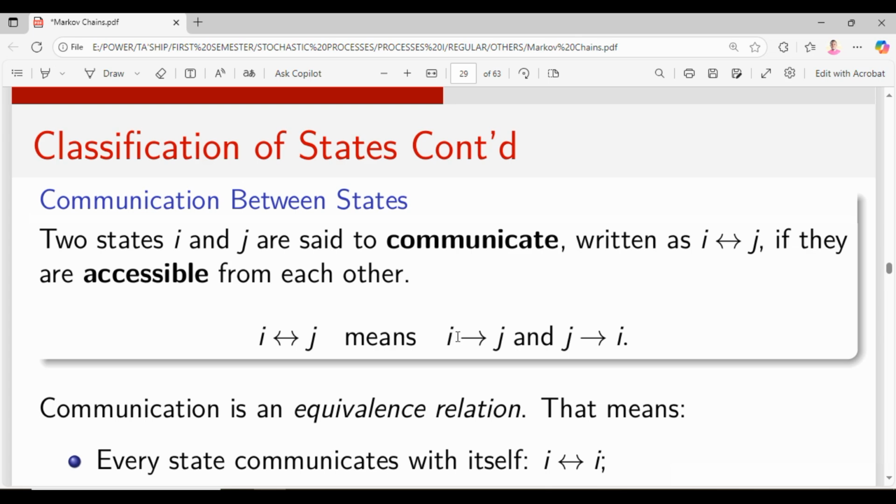If J is accessible from I, then it implies that I is also accessible from J. So that is if and only if the two states communicate. That is, if this condition you are seeing here applies. So that means that communication is an equivalence relation.